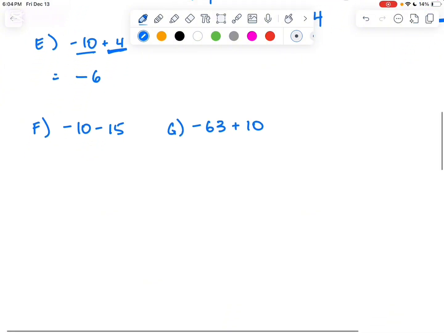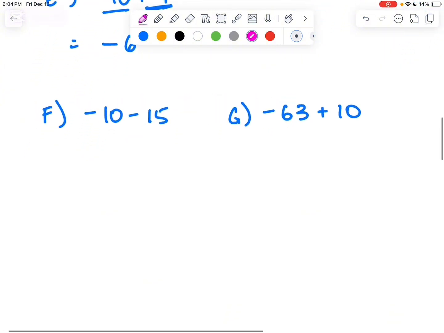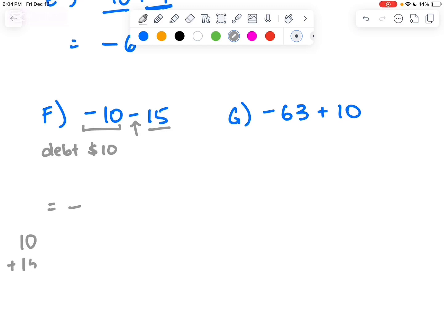Okay, now that you've tried them yourselves, let's take a look at this F question. So I start the day, I'm in debt $10. And I realize I owe someone another $15. So now I am in debt, and I'm in even bigger debt than I was before. So for my rough work, I can add 10 and 15. And this is how much I now owe people in total. So it's a -25.